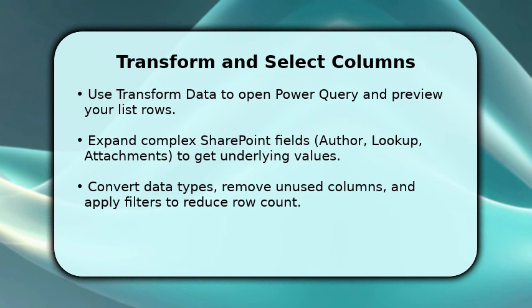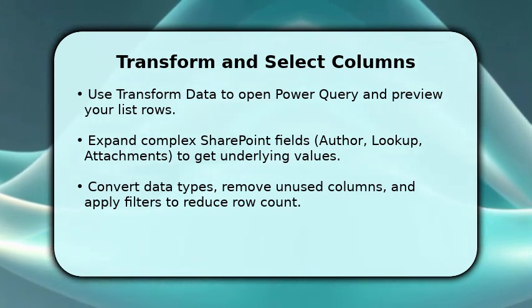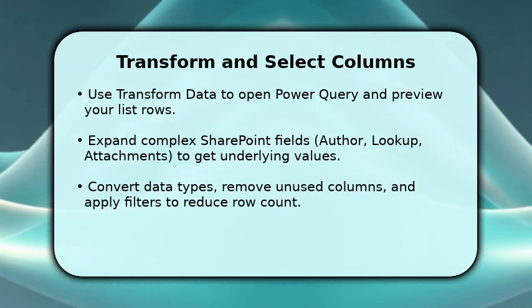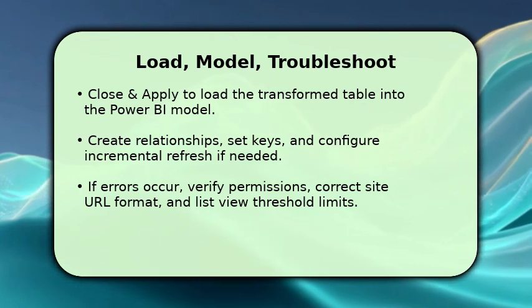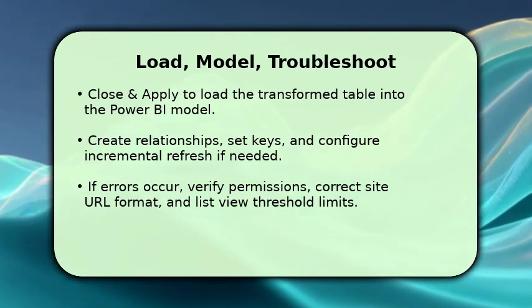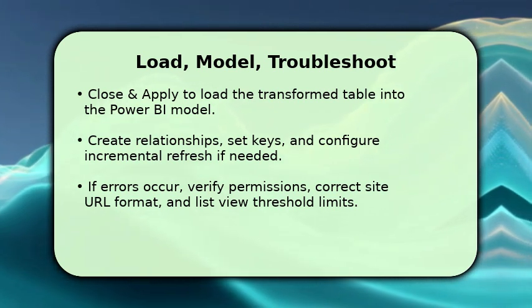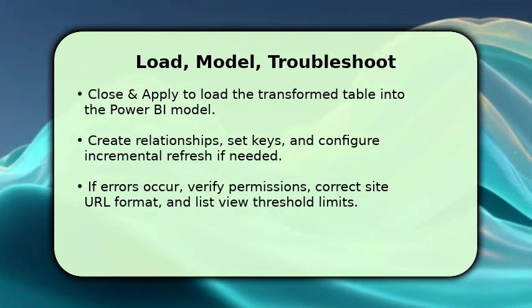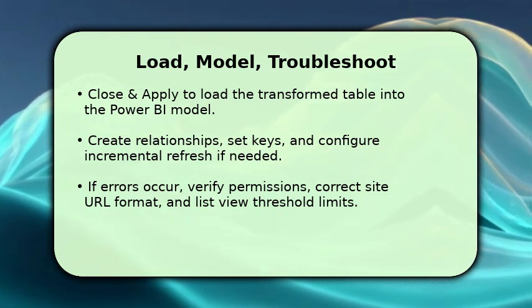Once transformations are stable, validate a few sample rows. Now click Close and apply so Power BI loads the prepared table into your model. You will see load progress and any type conversion warnings. Build relationships to other tables using the list ID or lookup fields, set descriptive column names, and enable incremental refresh for large lists to improve refresh performance.